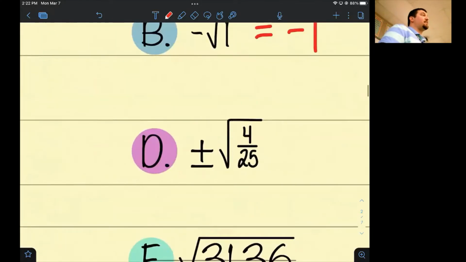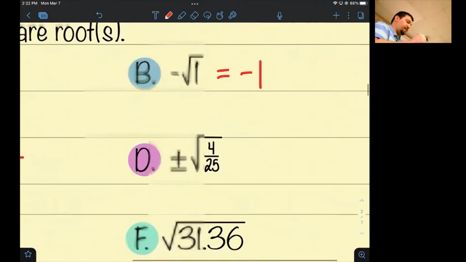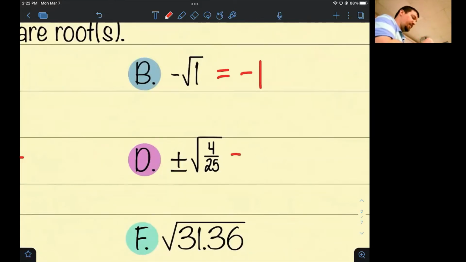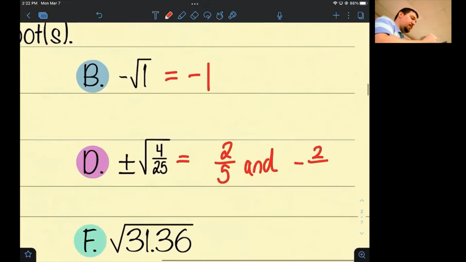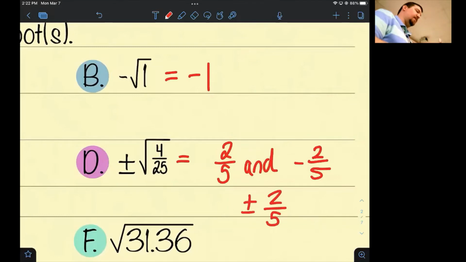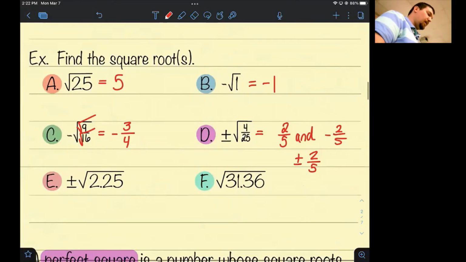What about the positive and negative answers of this next one? Oliver, what's the positive and negative version of the square root of 4/25? 2/5 and negative 2/5. So you can write 2/5 and negative 2/5, or you could write 2/5 with a plus and minus sign in front of it like that. That's what I do. It's a bit less work.